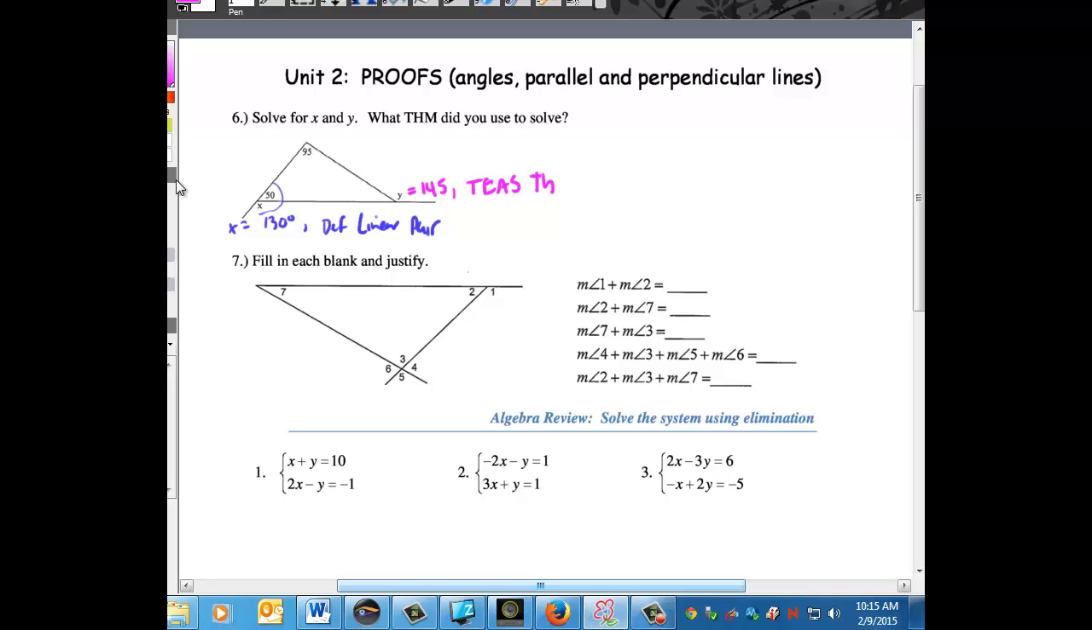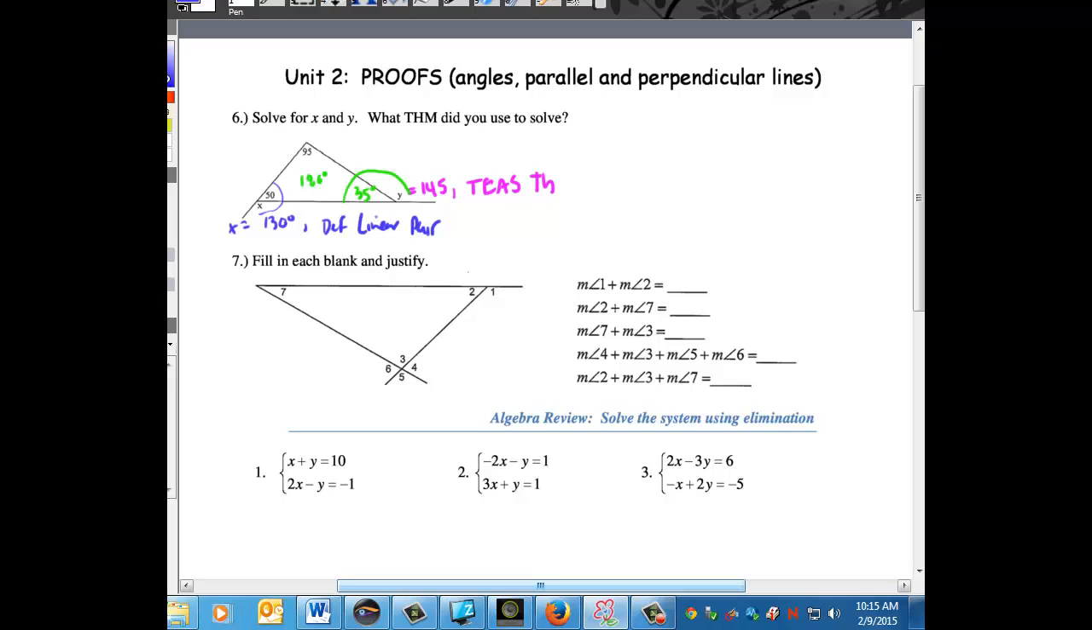Now let's say that you forgot about that, and you were unsure about Y. Remember that you can always work backwards. This is 145. There's 180 degrees total in all triangles. That means this angle would have to be 35 degrees, and then this forms a linear pair, which is how we get Y is equal to 145.